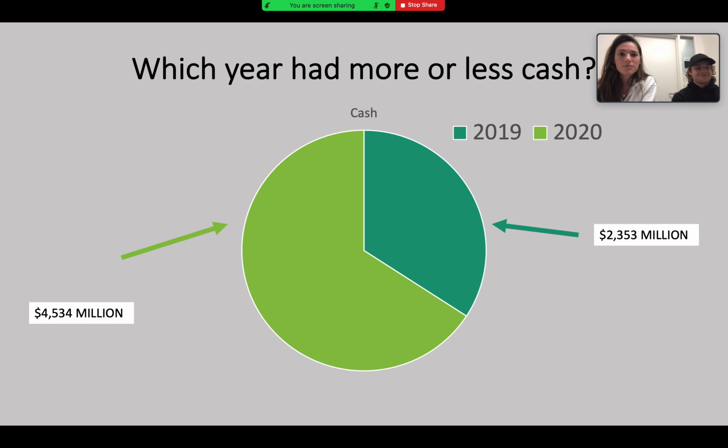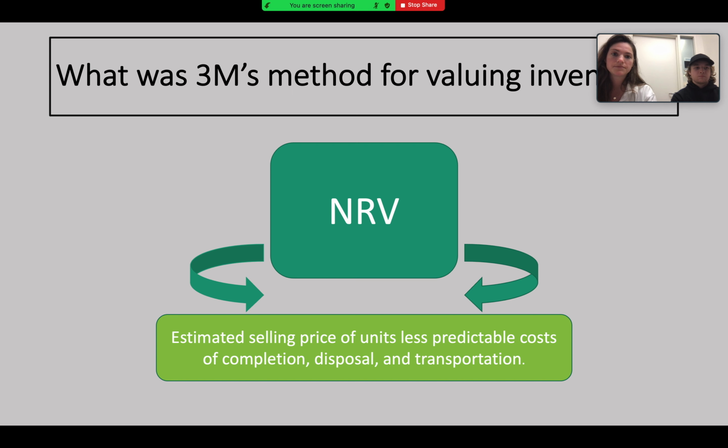So which year had more or less cash? On December 31st, 2020, 3M held $4,534 million in cash and cash equivalents compared to the $2,353 million in cash it held in 2019. This means that from 2019 to 2020, 3M gained $2,181 million in cash. Basically, that means that in 2020, it was more liquid than in 2019.